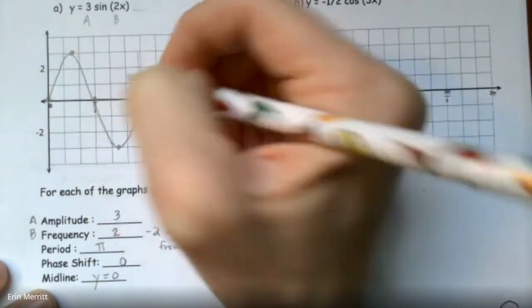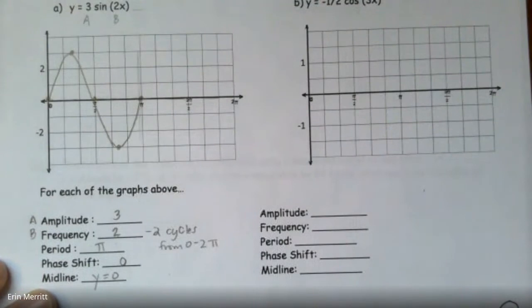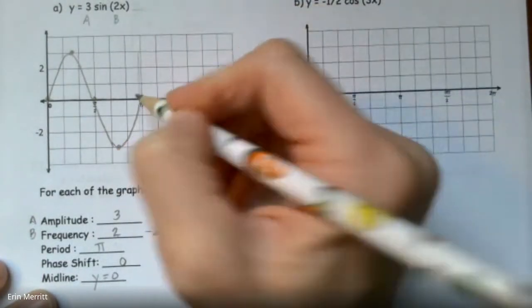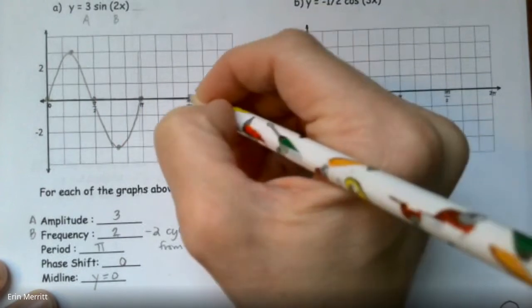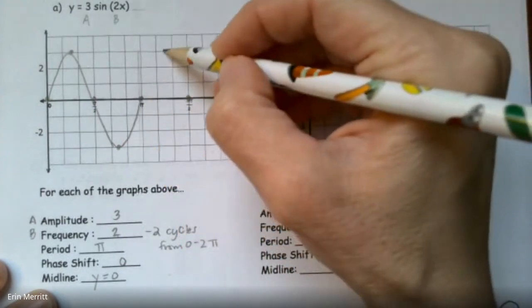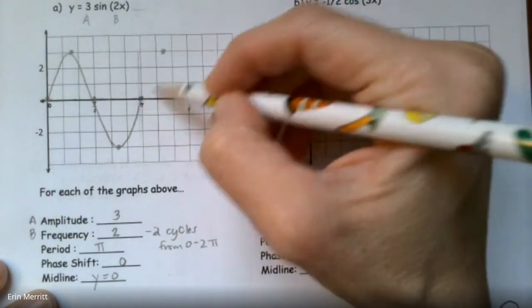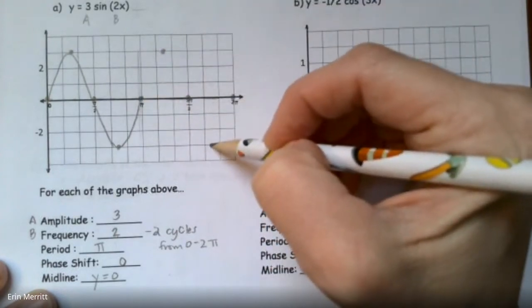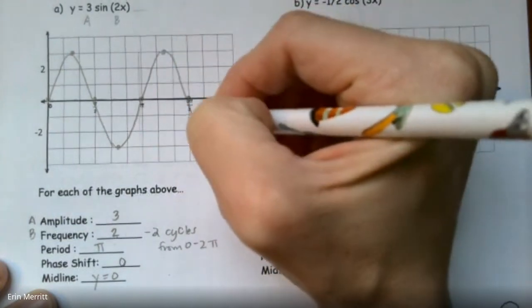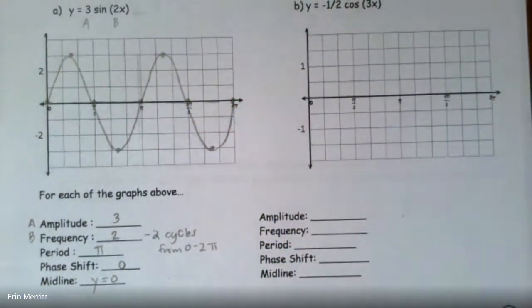Now, if you look at the directions, it says sketch it from 0 to 2 pi. So we have to sketch a second cycle. It's going to start at pi, end at 2 pi, hit dead center at 3 pi over 2, and then come on up and hit the top halfway between. It's always symmetrical. Hit the bottom halfway between these 2. So there's that second cycle right there.